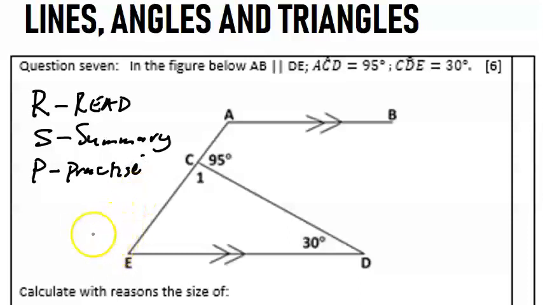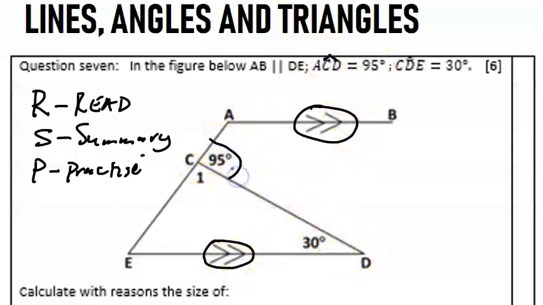Now, if you've already done that, let's look at the question. It says, in the figure below, AB is parallel to DE. Remember that this symbol, an arrow on the line, means that AB is parallel to DE. ACD is equal to 95 degrees, so this angle is equal to 95 degrees, and CDE is equal to 30 degrees.